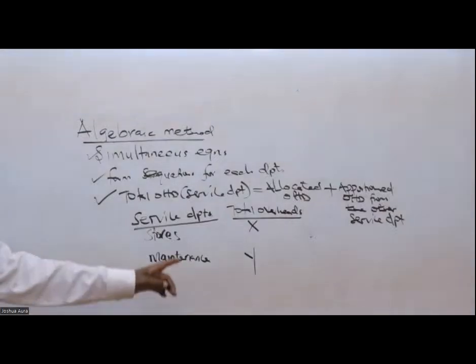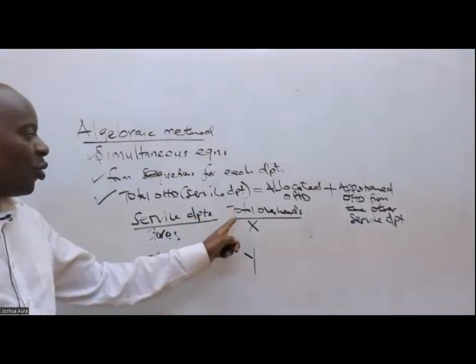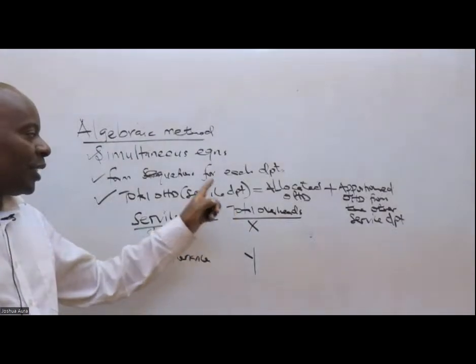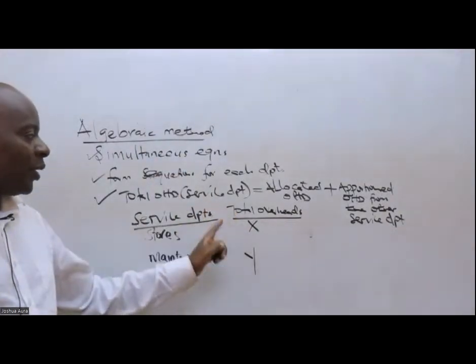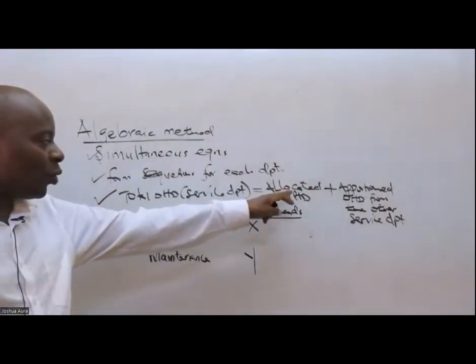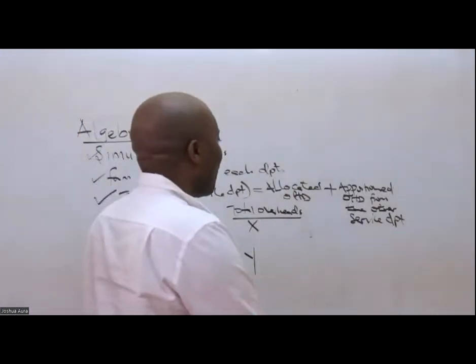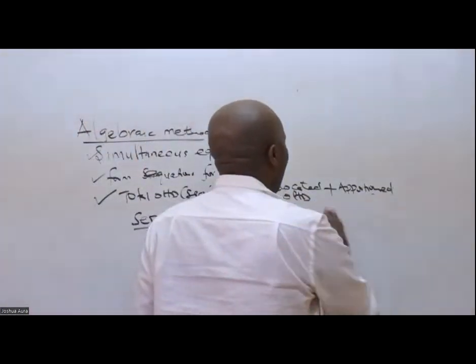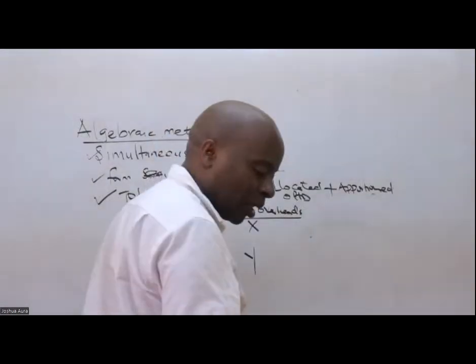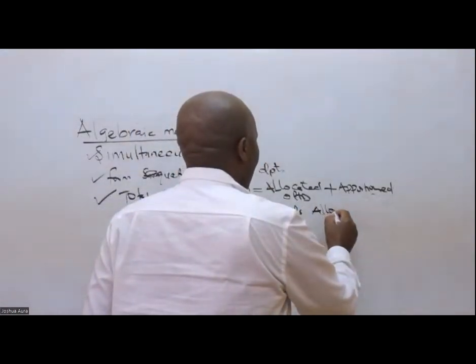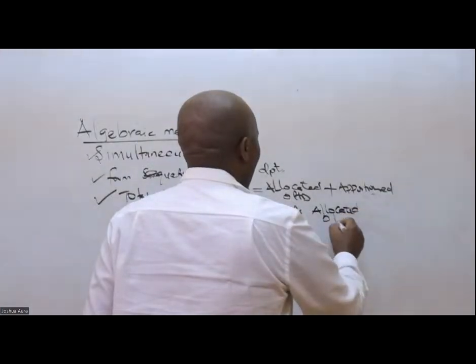So remember, total overheads from the beginning, it's not known 100%. In this case, the total overhead will be X, and then we have Y. And then we now follow this. So allocated overhead. Then we have what we call the allocated overhead: how much has been allocated to this particular department.